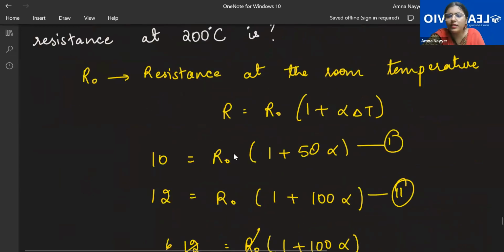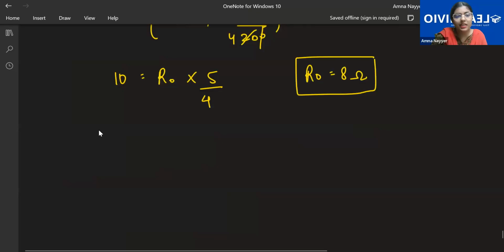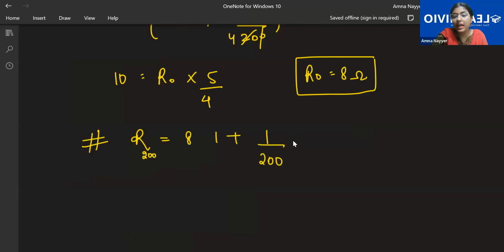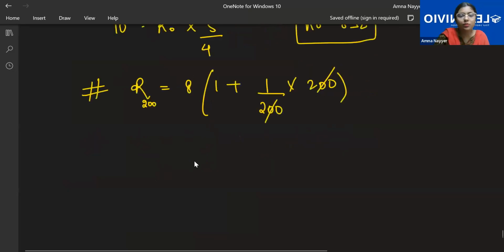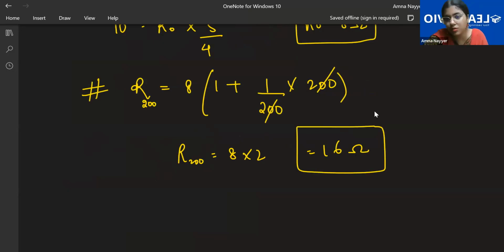Now see, for 200 degrees Celsius, nothing's new. Finally, we can say R is equal to, this is the resistance at 200 degrees Celsius, R naught, that's 8, into (1 plus alpha delta T), alpha is 1 by 200, and delta T is also 200. Okay. 200 gets cancelled. 1 plus 1 is 2. 2 into 8 becomes 16. So we can say R at 200 is equal to 8 into 2, which is equal to 16 ohm. So 16 ohm will be the final answer to this question.